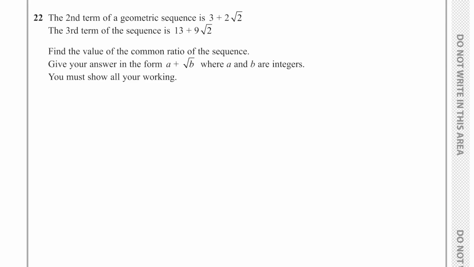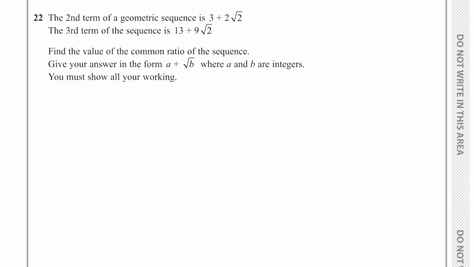Question 22. The second term of a geometric sequence is 3 plus 2 square root 2. The third term of the sequence is 13 plus 9 root 2. Find the value of the common ratio of the sequence. Give your answer in the form a plus root b, where a and b are integers.